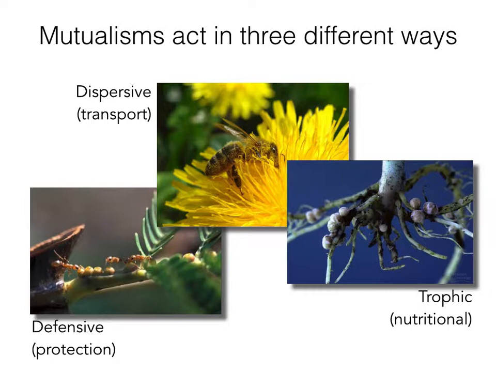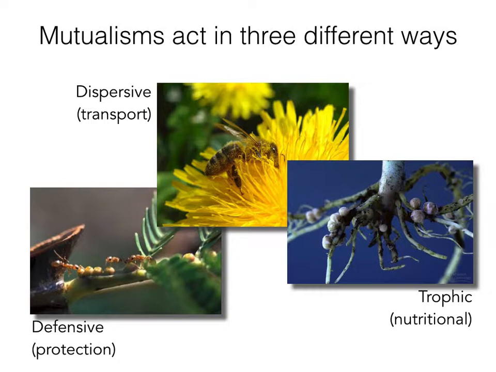Generally, mutualisms are of three different types. There's the dispersive, defensive, and trophic mutualisms. Defensive mutualisms involve protection from predators, herbivores, or parasites, where one of the partners benefits from that defense and the other partner is provided with resources. We'll talk through one of those examples.